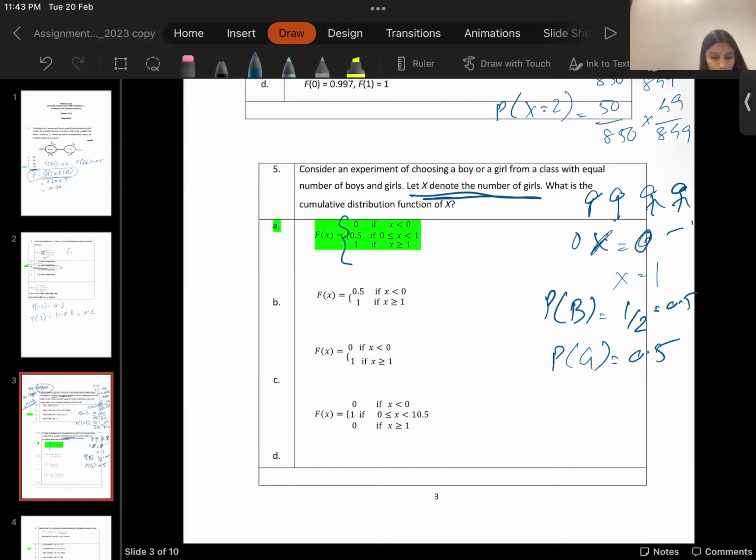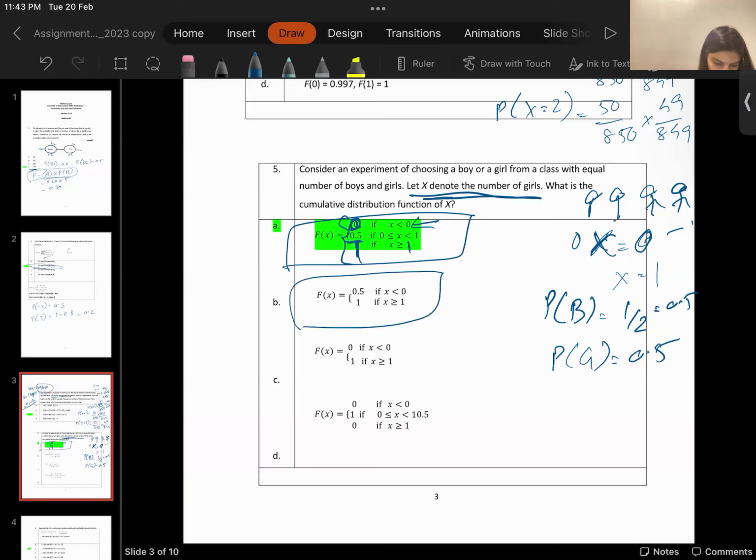So when you choose a boy, which is 0 here, your probability of choosing a girl is 0. So when you choose a girl, which is 1, the probability is 1 here. And then there's an interval between 0 and 1 where it can be either of these. So here you write 1. So yeah, this would be your cumulative distribution function.